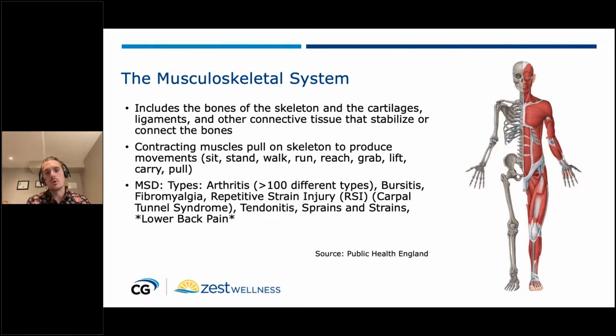And what goes along with the musculoskeletal system is MSDs, musculoskeletal disorders. You can see from this list here: arthritis, repetitive strain injury, tendinitis, low back pain. These are adverse health conditions of the musculoskeletal system referred to as musculoskeletal disorders. And that's what the bulk of our webinar today is going to be in regards to.